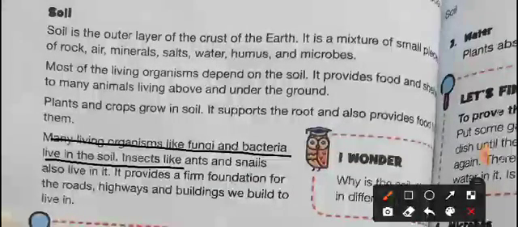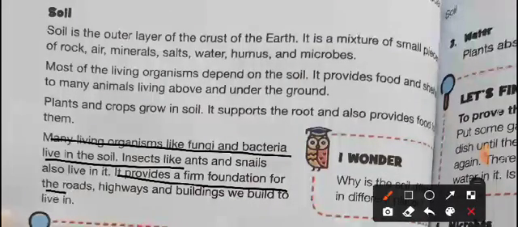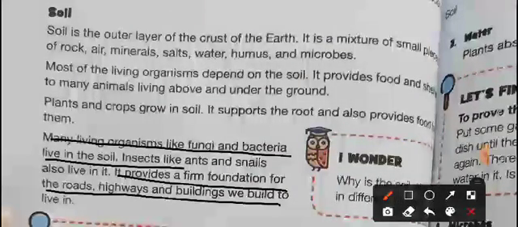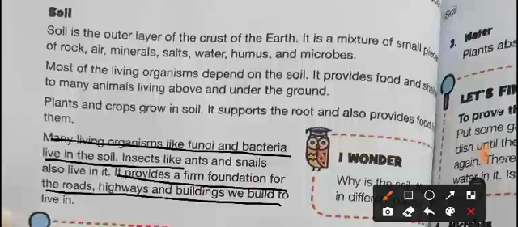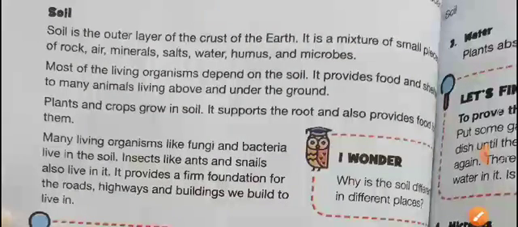It provides a firm foundation for the roads, highway and buildings. The human beings, they make their buildings and their homes on the soil. Soil provides the foundation for the buildings. Foundation means कि ये buildings को hold करके रखती है. Buildings soil के ऊपर जब build की जाती हैं तो soil उनको firmly hold करके रखती है and they stay in their place.